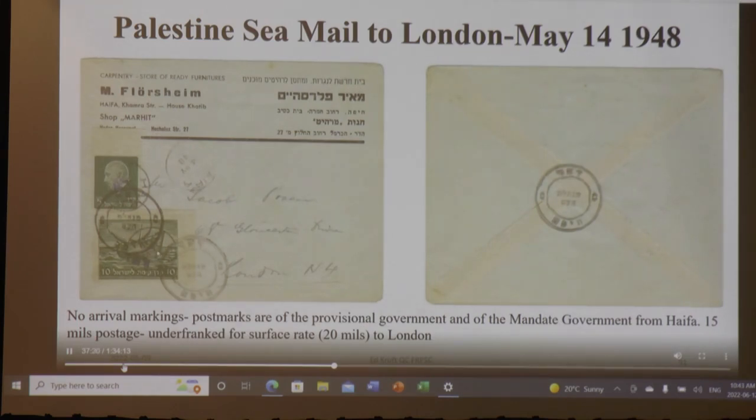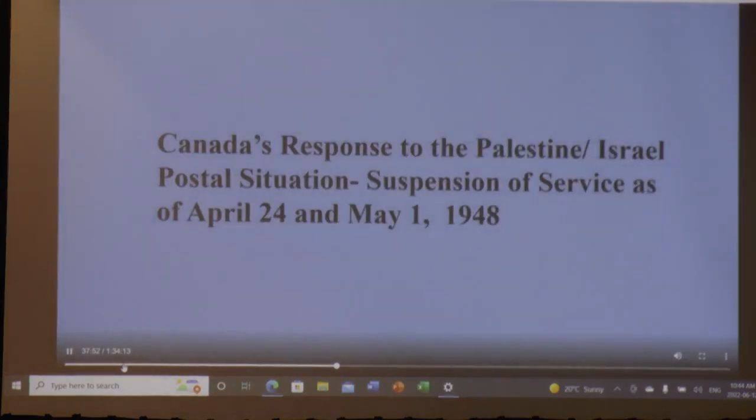Here are some Jewish National Fund labels that were used as stamps, which, by the way, the Universal Postal Union did not permit. Here were postmarks that the Universal Postal Union did not permit because they're only in one language, in Hebrew, and they're supposed to be in one of the universal languages that the Universal Postal Union was supportive of. So what was Canada's response at the time?